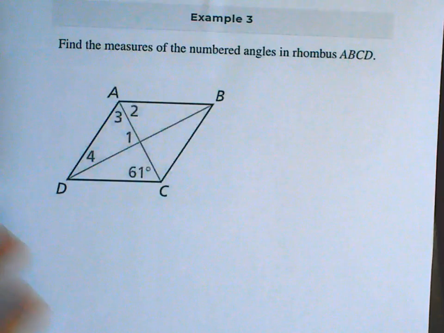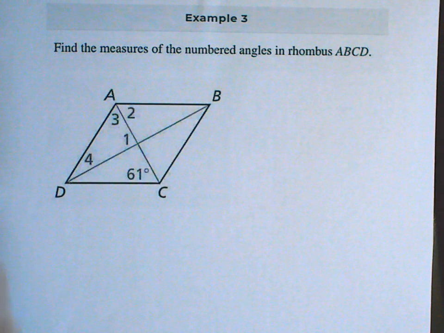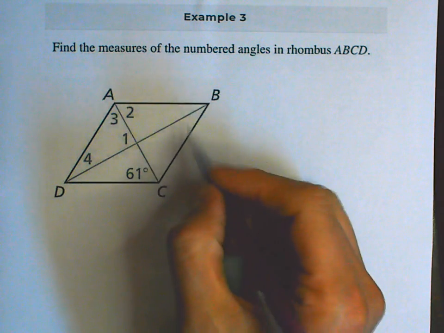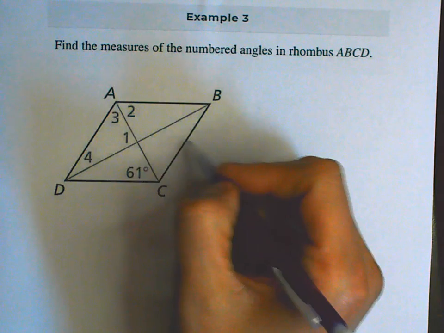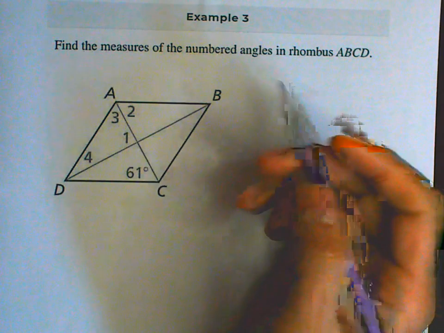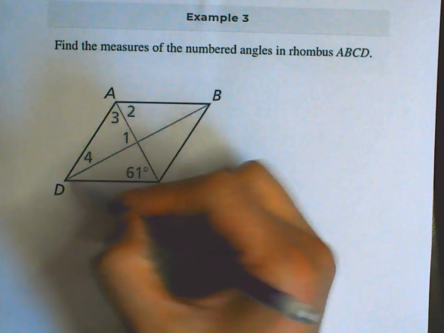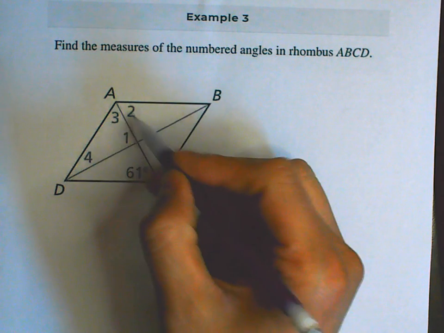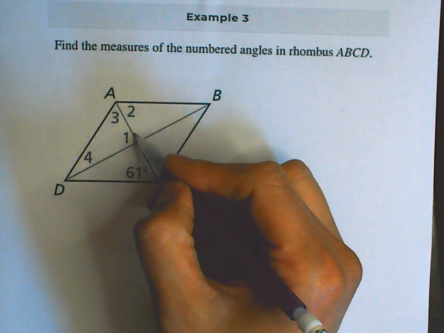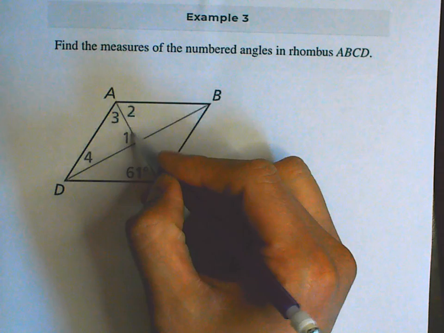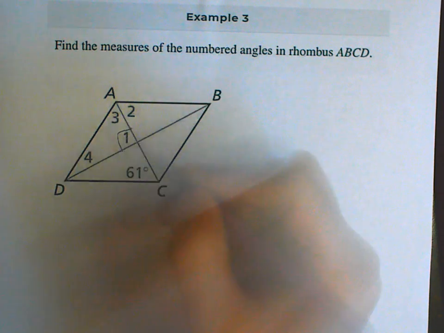Okay, it says find the measure of the numbered angles in the rhombus. All right, so let's remember this is a rhombus, which means that the opposite sides are going to be congruent. We know that the diagonals are going to bisect each other, but they're also going to be perpendicular. So this angle right here is going to be perpendicular.